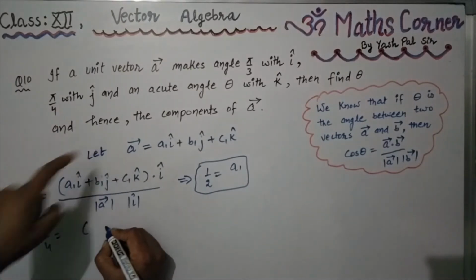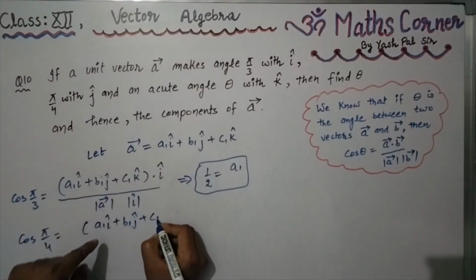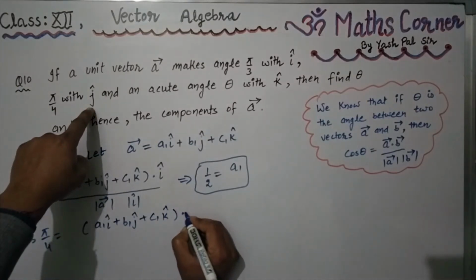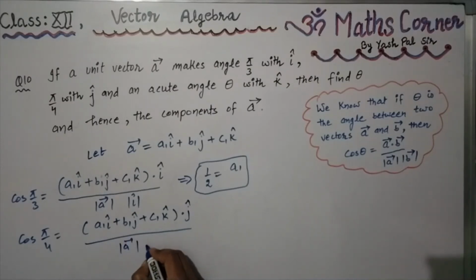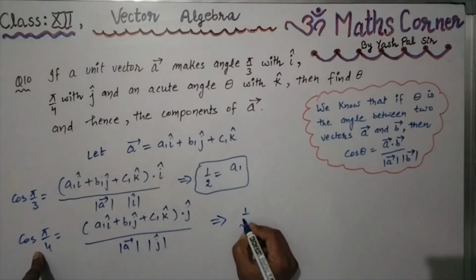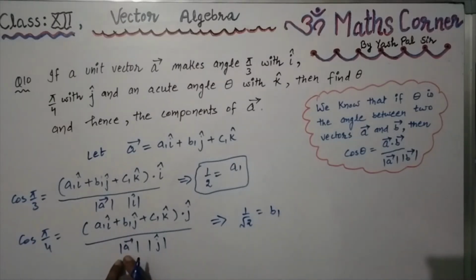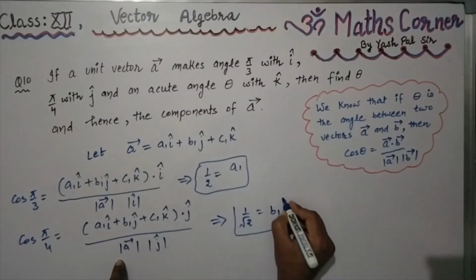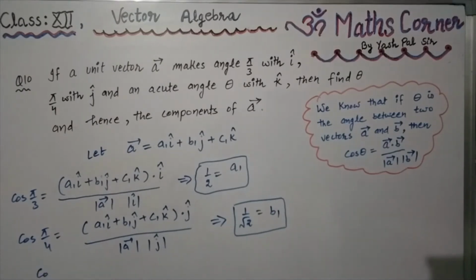Similarly, the angle is pi by 4 with j, so we write cos pi by 4 is equal to a1i plus b1j plus c1k dot j, divided by magnitude of A into magnitude of B. The second vector is j. So this implies cos pi by 4, which is 1 upon square root 2, is equal to j dot j, which is 1. So the b1 denominator is 1. So the value of b1 is 1 upon square root 2.